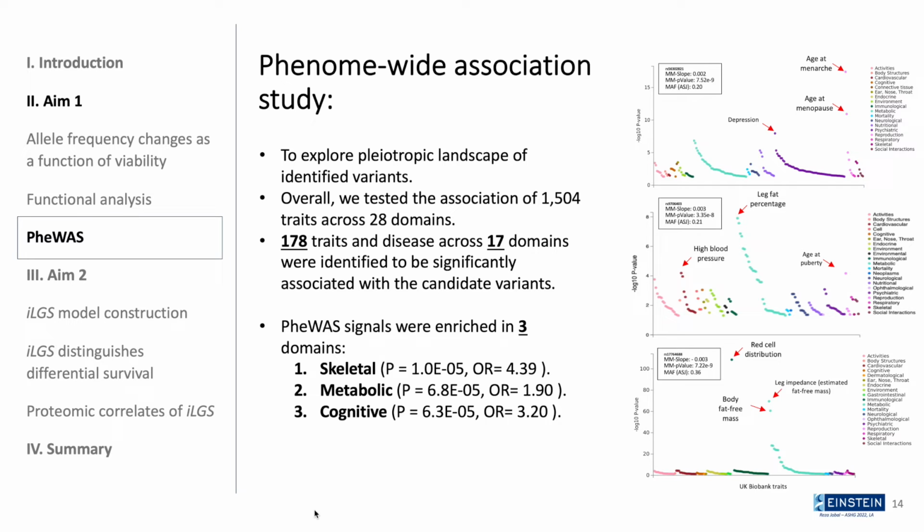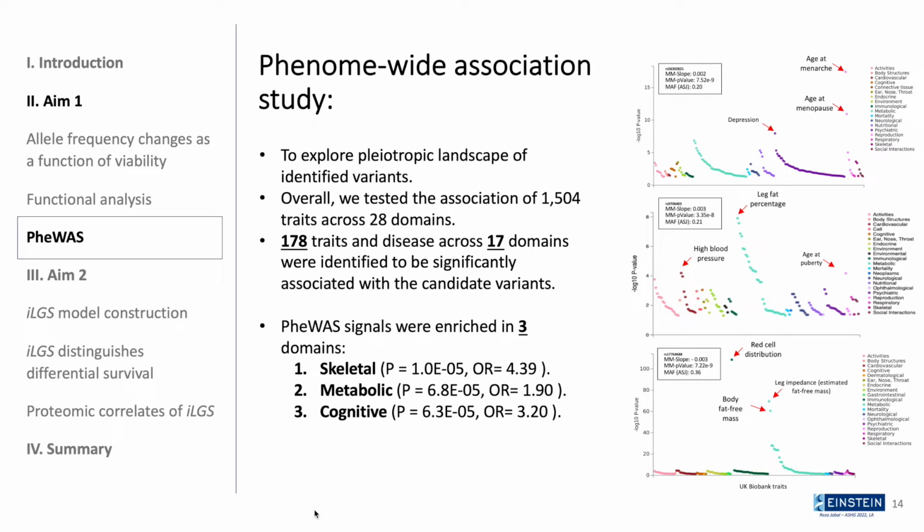Next, we carried out a phenome-wide association analysis to explore the pleiotropic landscape of the prioritized variants. PheWAS are an unbiased approach to test for associations between a specific genetic variant and a wide range of phenotypes across large numbers of individuals. Overall, we tested the association of 1,504 traits and disease endpoints across 28 domains in the UK Biobank, of which 178 traits and diseases across 17 domains were identified to be significantly associated with the candidate variants.